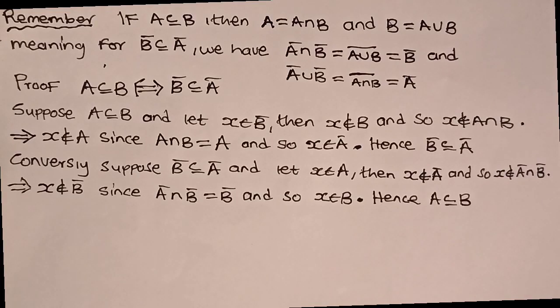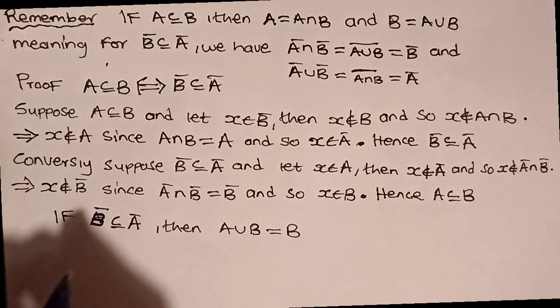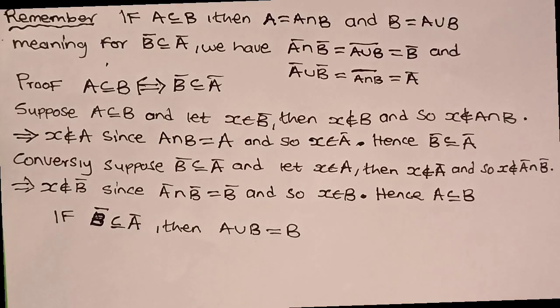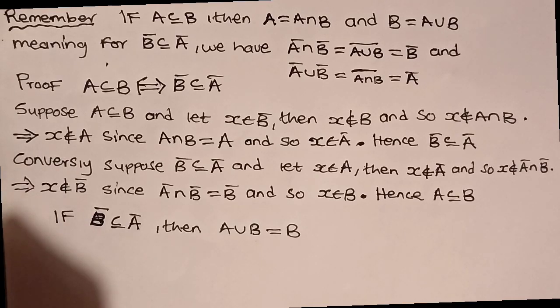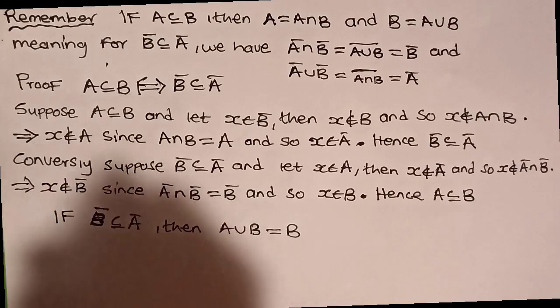So that's it. If I remember, I gave you an exercise to prove that B complement is a subset of A complement will imply A union B equals B. If you haven't found it yet, go and try it again. So now I give you a hint. You're going to say, suppose B complement is a subset of A complement, then you first let X be an element of A union B, then you show that X is in B.